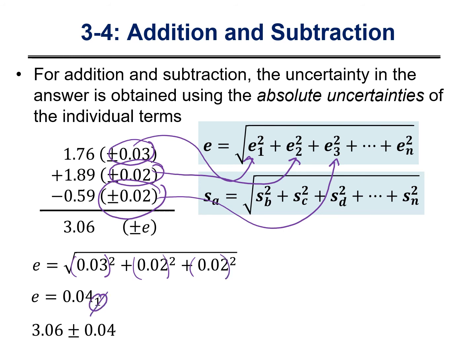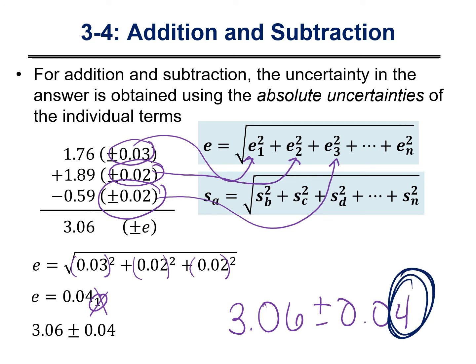That 1 really doesn't matter because whenever we're dealing with uncertainties, we only care about one sig fig. So the answer is going to be 3.06 plus or minus 0.04. Notice that there's only one sig fig here, and the last digit of your answer matches up with the number of decimal places that your uncertainty has. So these match up. If there's 2 decimal places here, there's going to be 2 decimal places here.